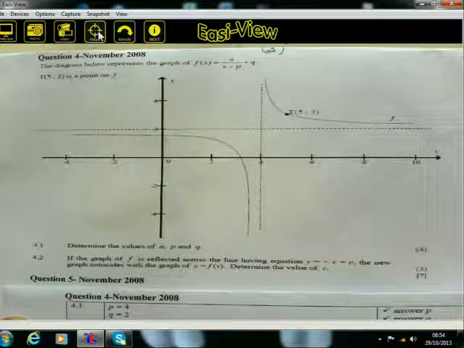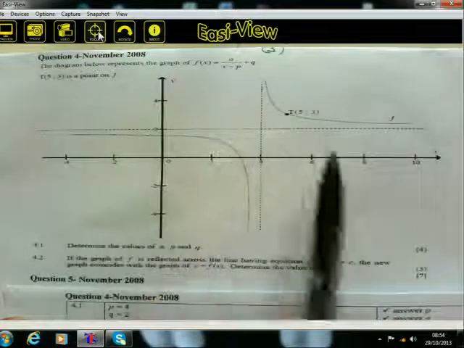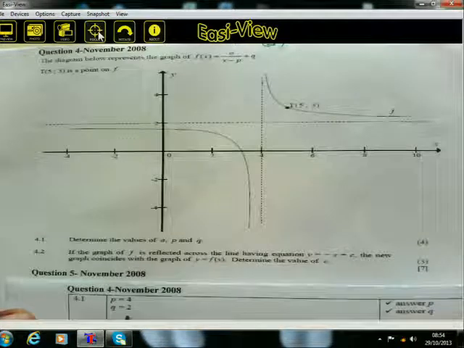The value of Q, of course, remains the same. There it is, the value of Q. Our value of Q is 2. And I hope that you all got it.